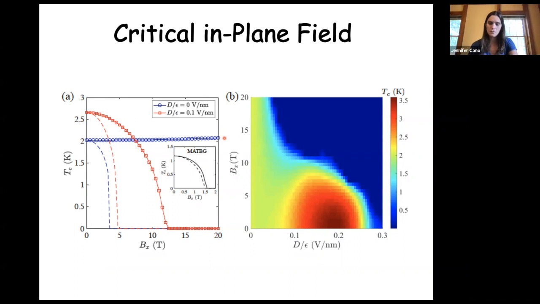That's why TMD homobilayers might be an extremely rich system going forward, where you imagine you have the capacity to, with gates, change the energy separation between states in one layer and the other, and therefore change whether degrees of freedom in both layers are active in the energy range of interest.